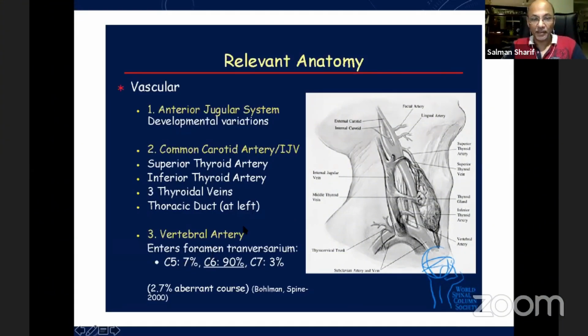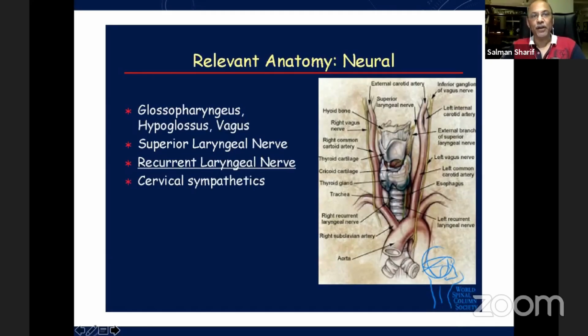The vertebral artery, it's important to understand, if you know the anatomy, that it enters the foramen transversarium from C5 in 7%, C6 in 90%, and C7 in 3%. And there is an aberrant course in 2.7% of these patients. So it's important to understand it doesn't enter the C6 foramen every time. One in 10 patients will have a different entry, so you need to be wary of that. The glossopharyngeal, hypoglossal, vagus are important. We talked about the recurrent laryngeal, so one on this side and one on this side, and you need to be careful.